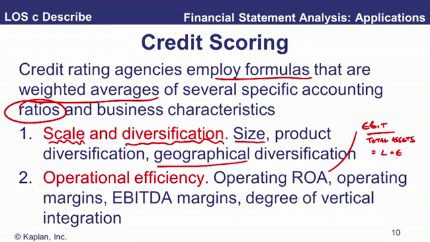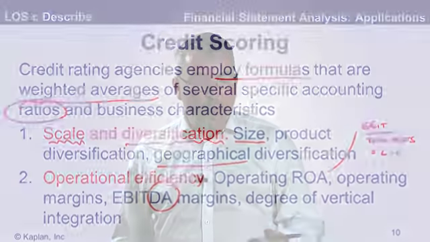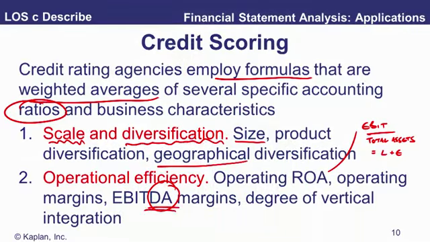Operating margins, so EBIT over sales, of course. Maybe EBITDA margins. So let's add back depreciation and amortization. EBITDA, of course, is closer to cash flow than EBIT is. What we tend to also find is that EBITDA is more stable over time than EBIT. Why? Depreciation and amortization tend to be two of the most subjective and volatile items in the income statement.